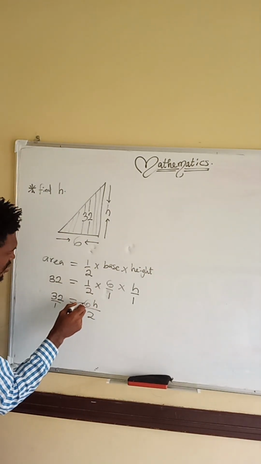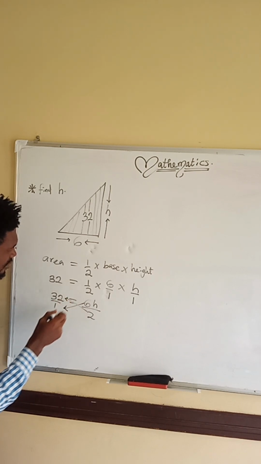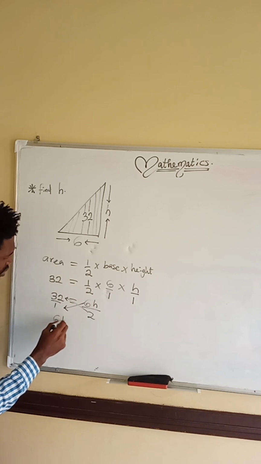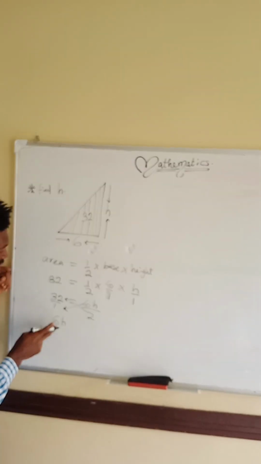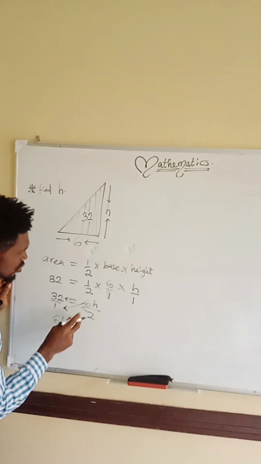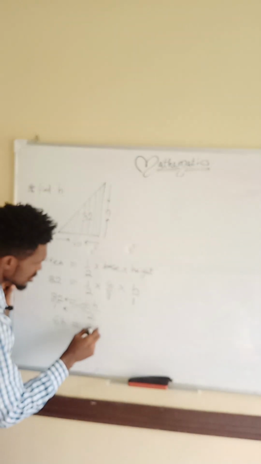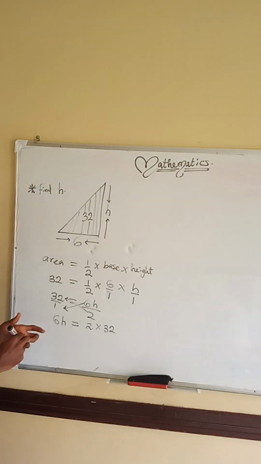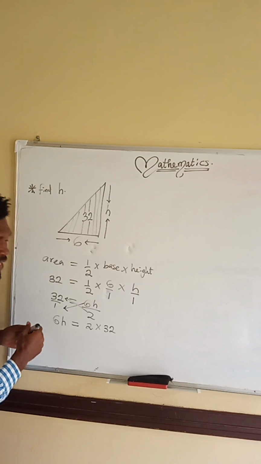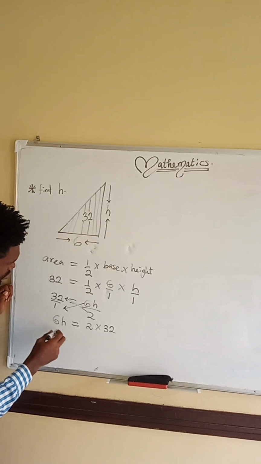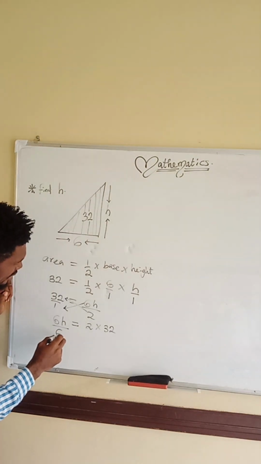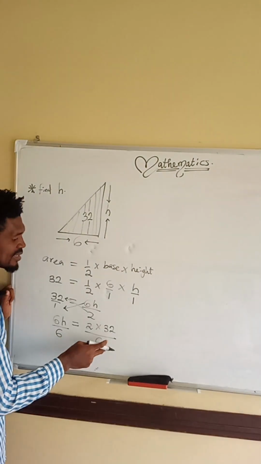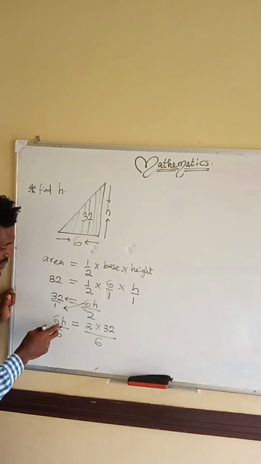So when we do that, we cross and multiply. We have 6h times 1. Anything multiplied by 1 will give you the same value. So 6h times 1 is 6h, equal to 2 times 32. Here, you divide both sides by the coefficient of h. We divide here by 6 and also divide here by 6, because 6 is the coefficient of h.